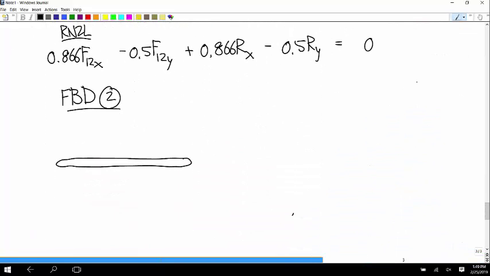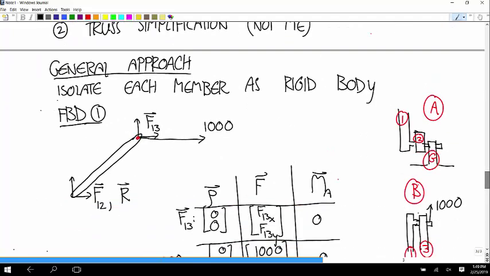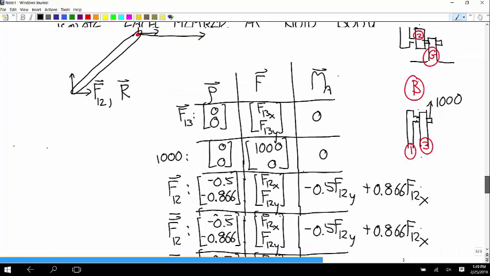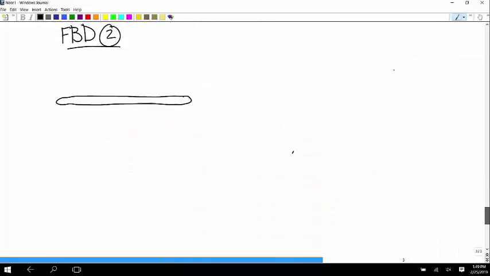Okay, so over here at joint A, let's look at this sort of sideways side view of joint A. What forces are applied to member 2? What's touching member 2? Only one. So over here, there's the force on 2 by 1, and that's all.